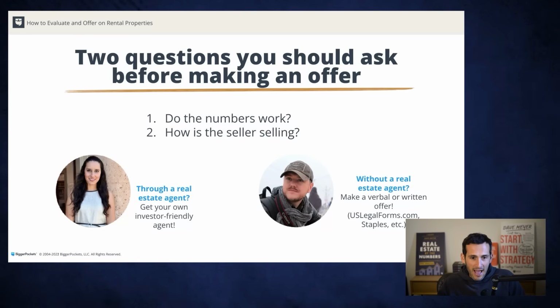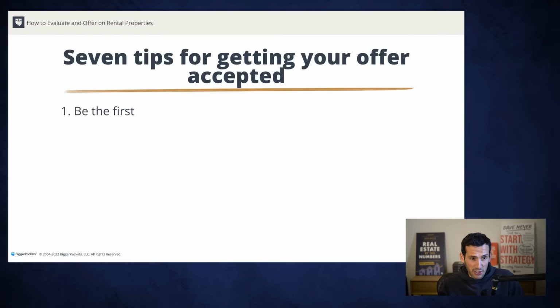Now, I do have 7 different suggestions for you on how to get your offers accepted. I'm going to go through these quickly, so pay attention. Number 1 tip for getting your offer accepted is be the first. If you can get in there and be the first one to make a really strong offer and offer a short acceptance deadline, like, here's a great offer for you, but you have to tell me in 24 hours, you might be able to beat the herd and avoid some competition.